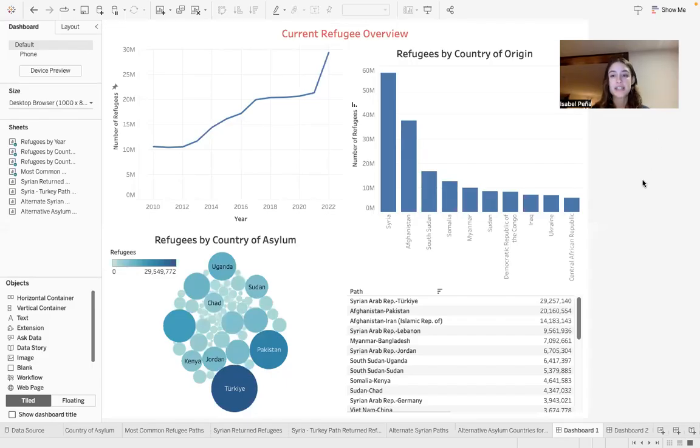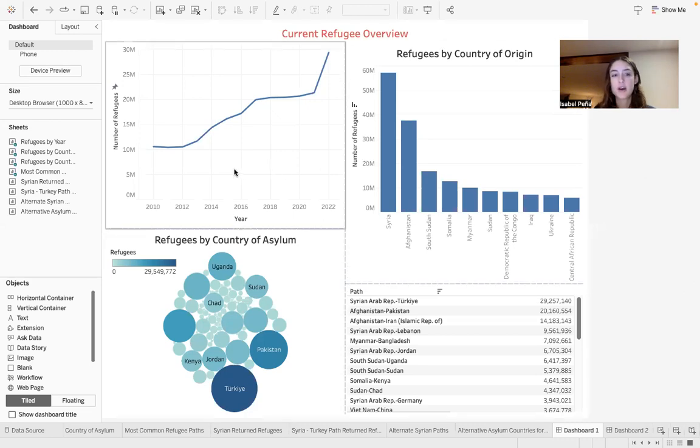So the first thing I did was to create this dashboard to contextualize the problem. This is the current refugee overview dashboard. The first thing we can see is this line graph, which shows how the problem has been evolving over time. As we can see, the number of refugees has been increasing since 2010. For example, in 2010, we had 10.5 million refugees compared to the 29.4 million refugees we had in 2022.